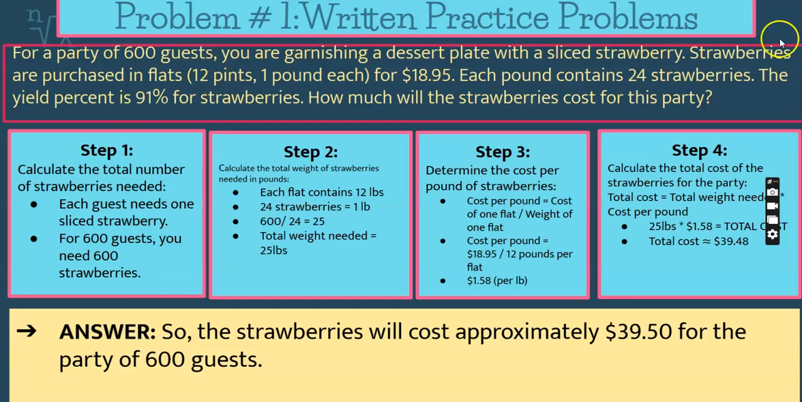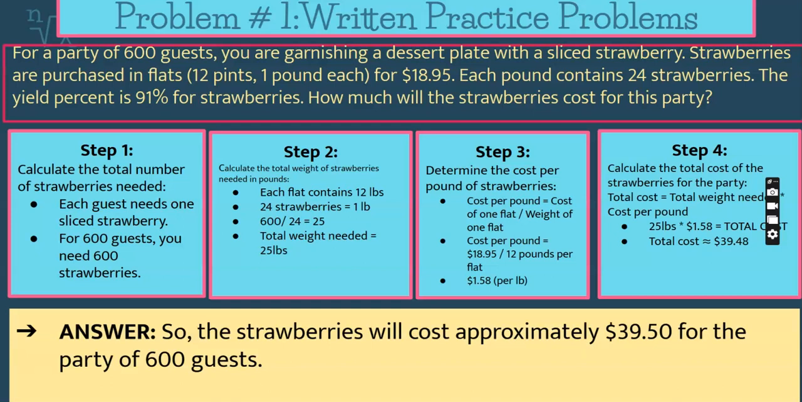We know that there are 24 strawberries in 1 pound, or in a pint, but in this case it's pounds because we need to know how many pounds to buy. So you take your 600, because that's how many total we need, and divide by 24, because that's how many strawberries are in 1 pound. We're trying to figure out how many pounds to buy. When you take 600 divided by 24, you get 25. So the total weight needed is 25 pounds of strawberries.